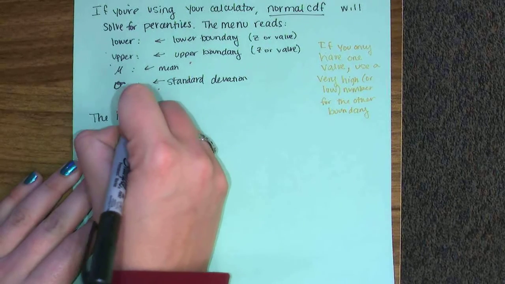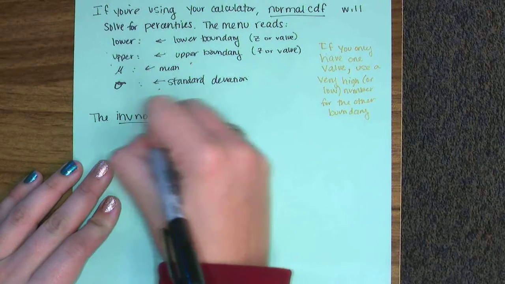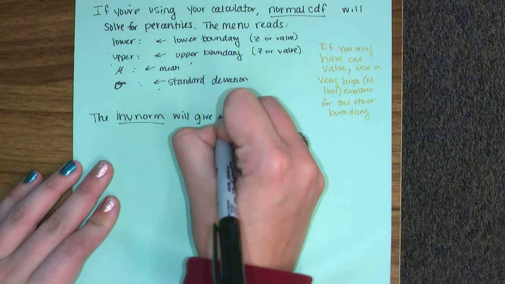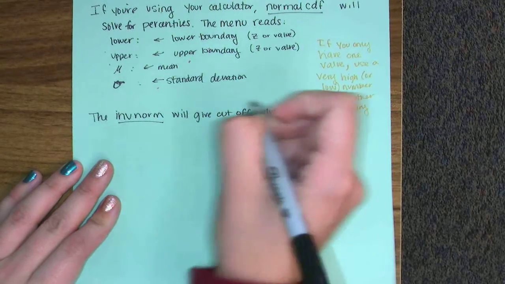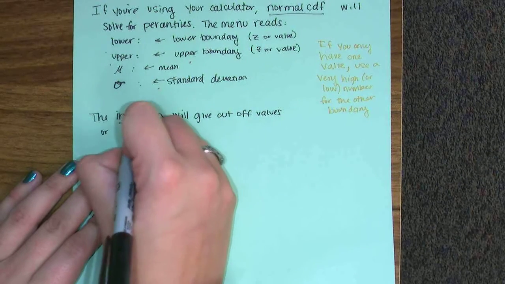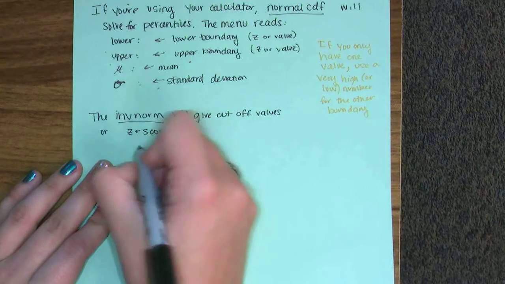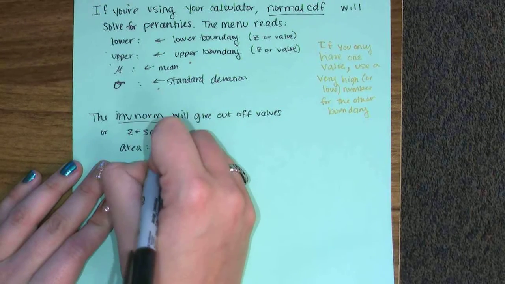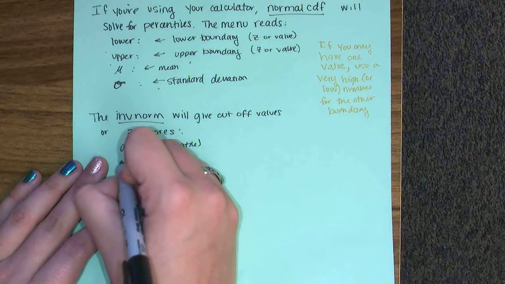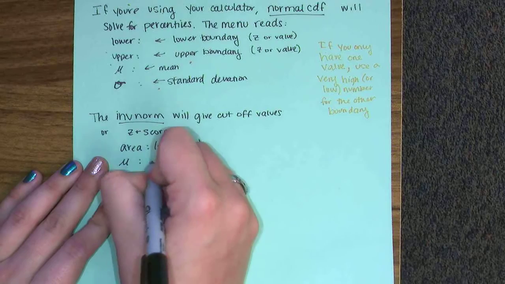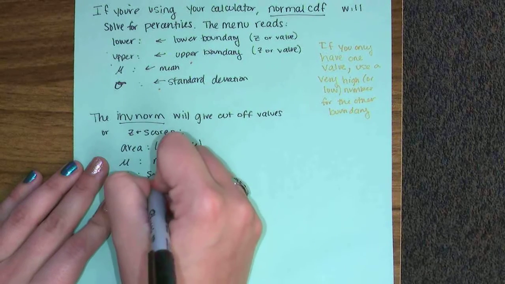The inverse norm will give cutoff values or z-scores, given an area or percentile, mean, and standard deviation.